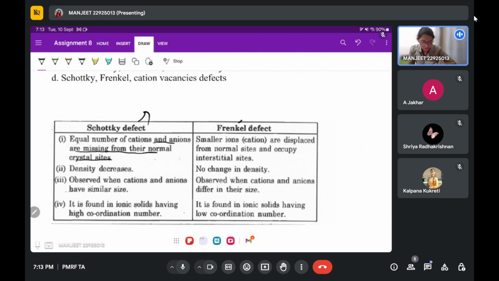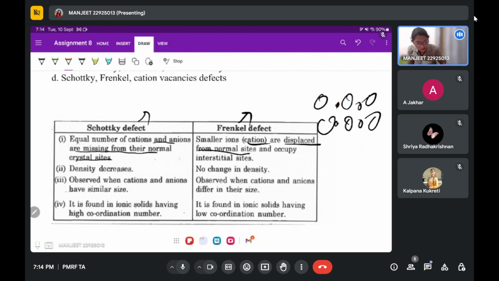If I'm talking about the Frenkel defect, it is when the smaller ion, the cation, is displaced from its normal position and occupies an interstitial site. If this is the lattice and these are the cations, and if I say this cation is now not here, it will be removed from here and move to here. So it is moving to the interstitial site.